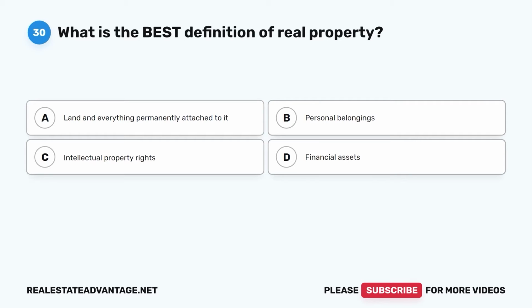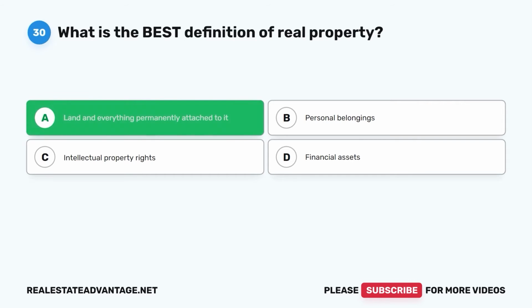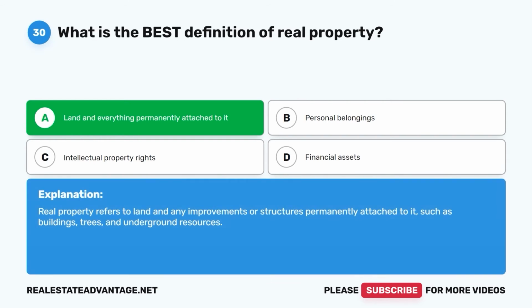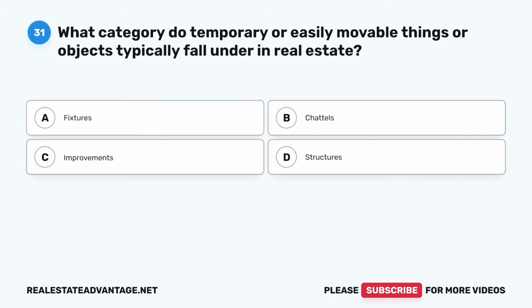Personal belongings. C. Intellectual property rights. D. Financial assets. The correct answer is A. Land and everything permanently attached to it. Real property refers to land and any improvements or structures permanently attached to it, such as buildings, trees, and underground resources. Question 31. What category do temporary or easily movable things or objects typically fall under in real estate?